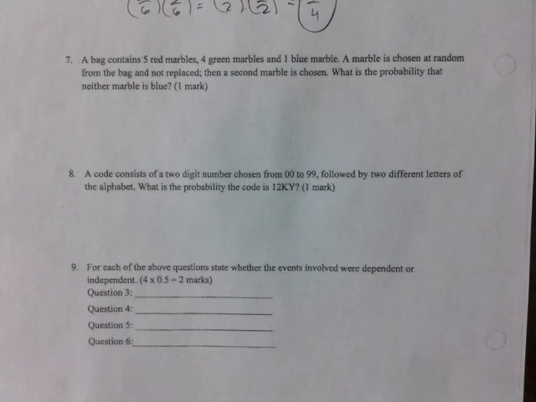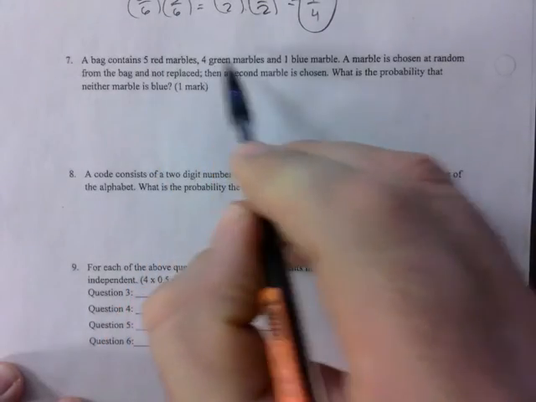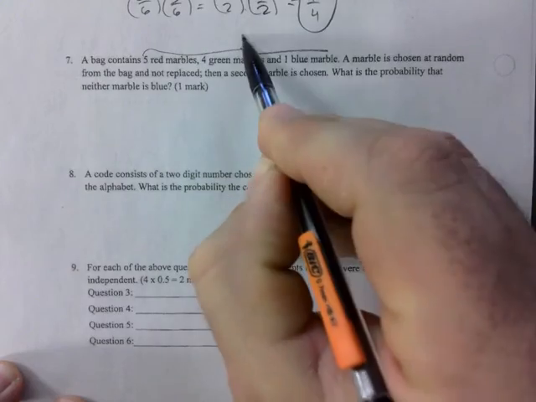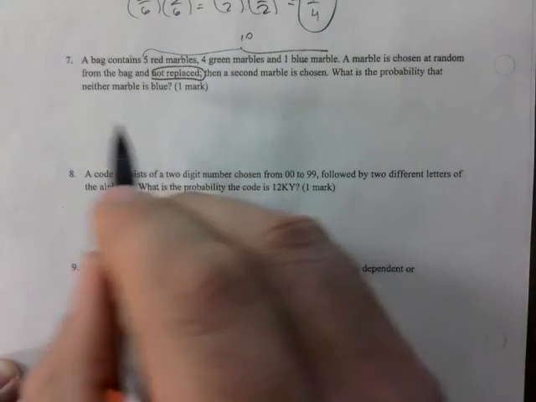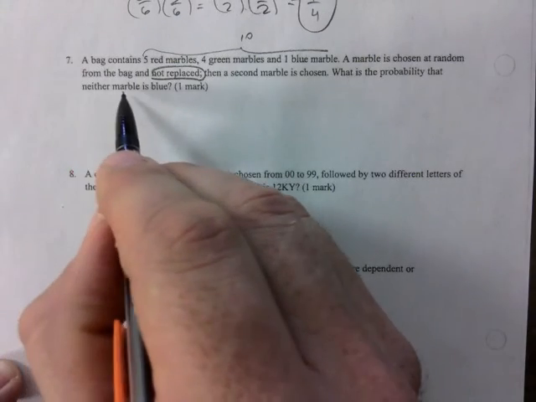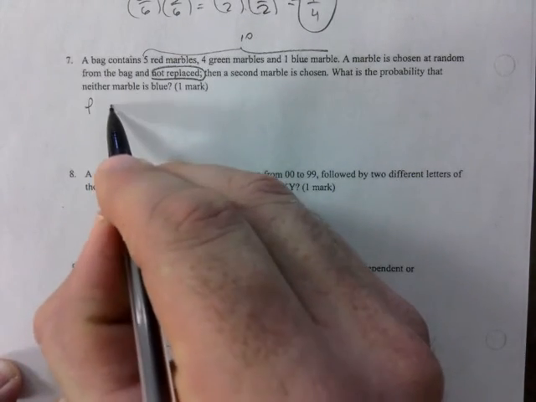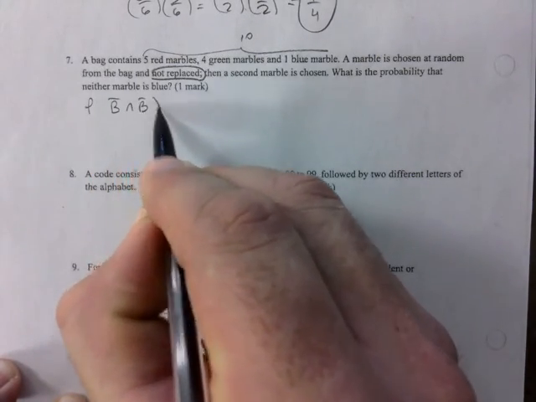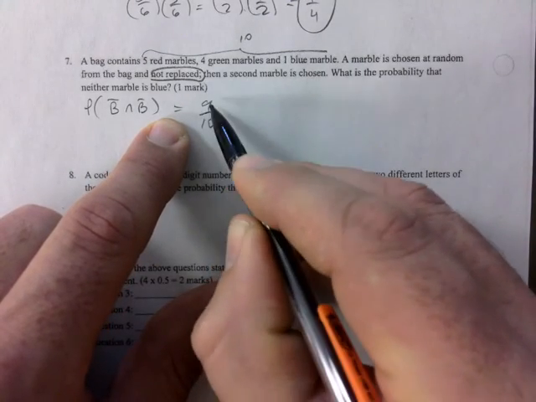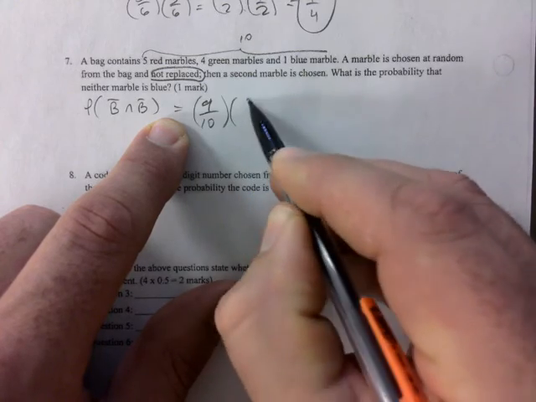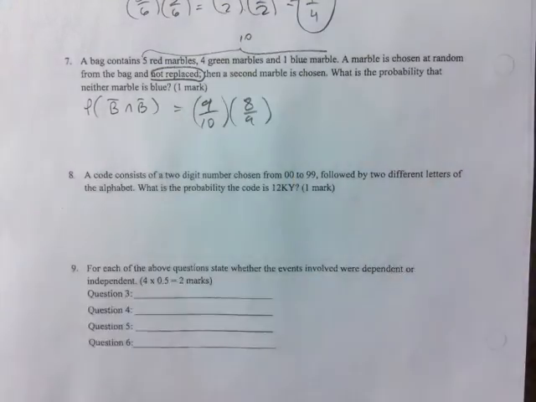A bag contains marbles. Marble questions. Okay, so there's 5, 4, and 1. That's 10. Marbles chosen at random, not replaced. Okay, right? Very important. Dependent events. Then a second marble is chosen. What's the probability that neither is blue? So you want probability of not blue and not blue. And so not blue would be 9 out of 10, the first draw, right? And then it's 8 out of 9 for the second.